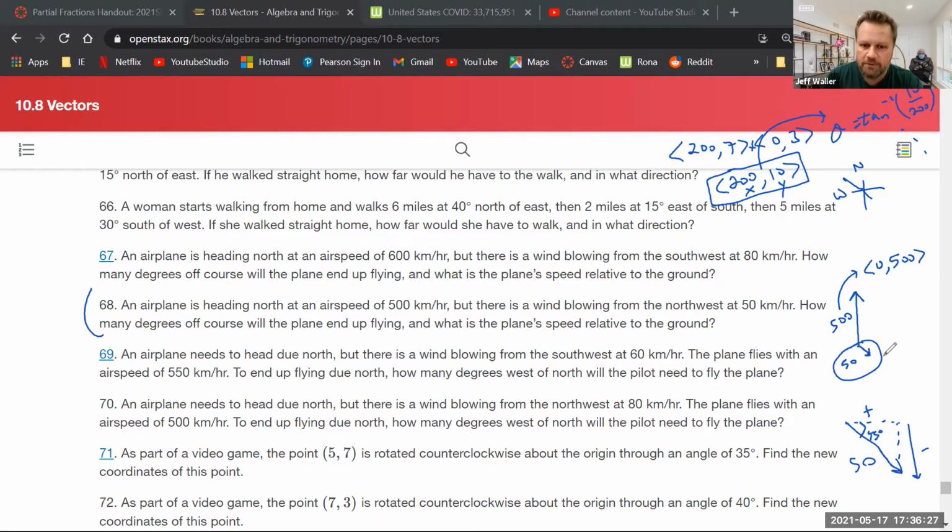So all you have to do is get them written into components, add them together, and then figure out the angle that it creates. And it'll tell you how far off course you will end up going. Does that help?